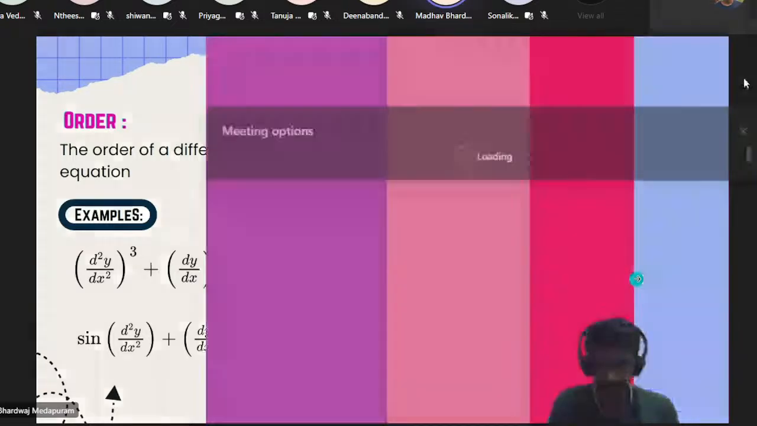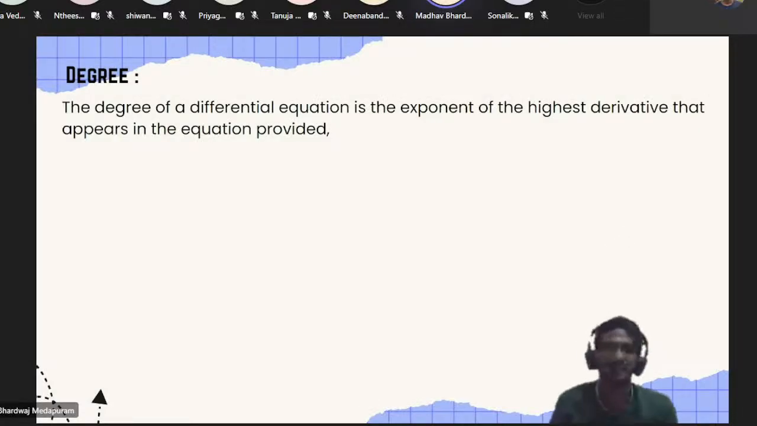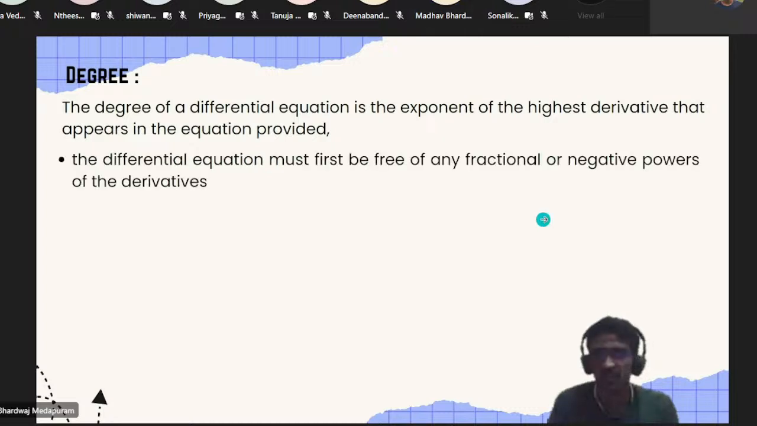We'll continue with the degree of the differential equation. Simply put, the degree of a differential equation is the exponent of the highest derivative that appears in the equation. And there are some conditions that need to be satisfied for the degree. The first condition is the differential equation must be free of any fractional or negative powers. That means the differential equation must be written in the form of a polynomial.